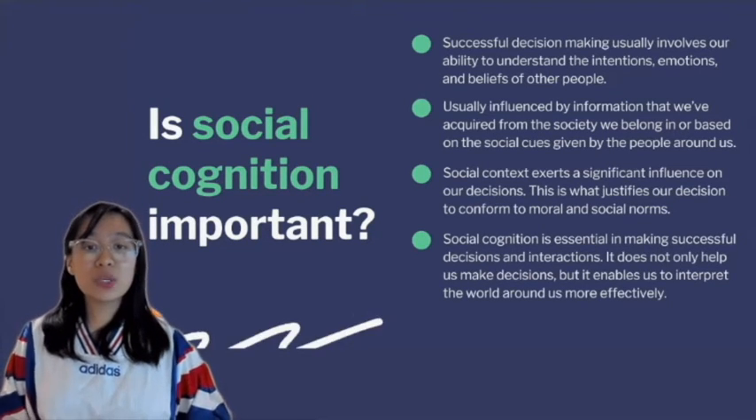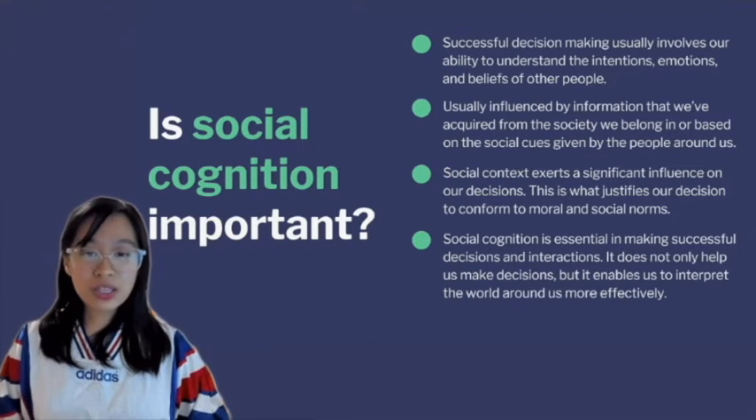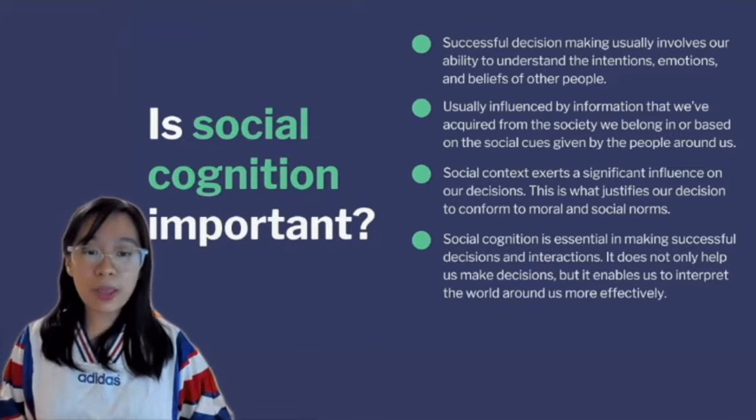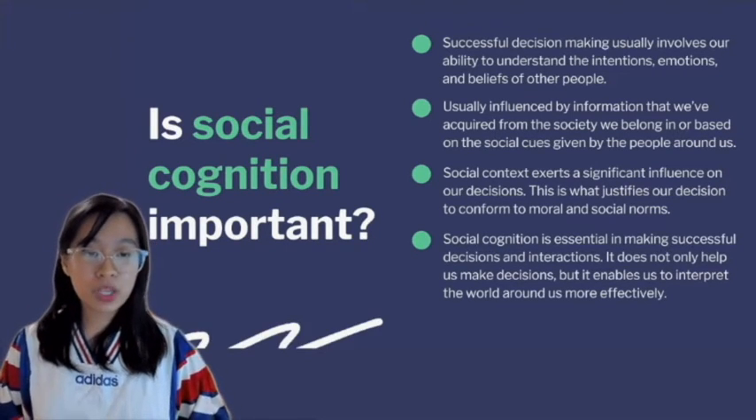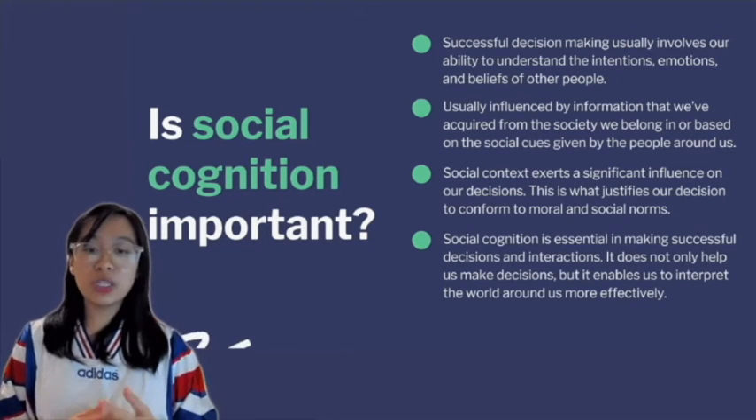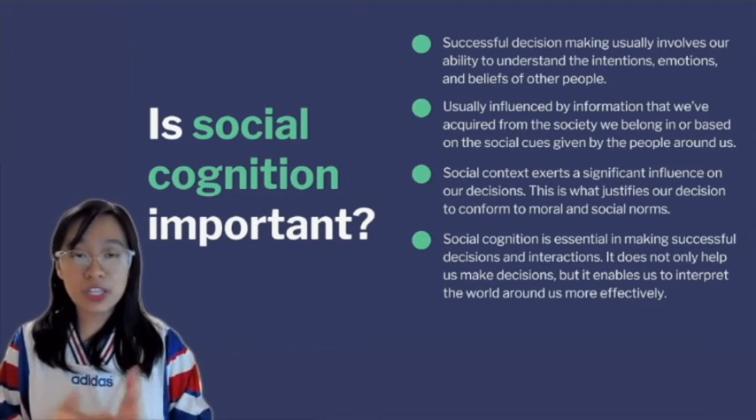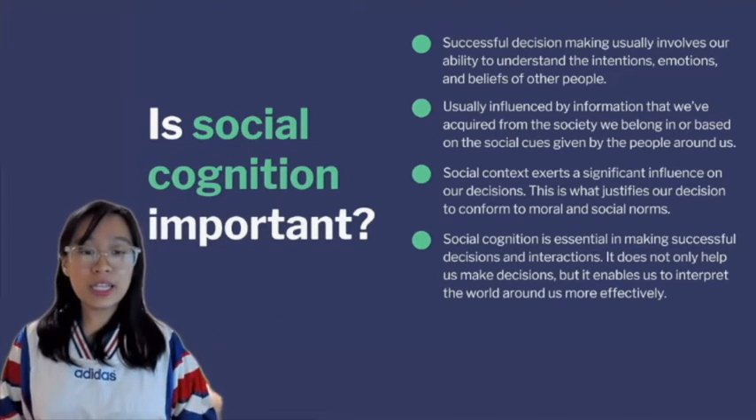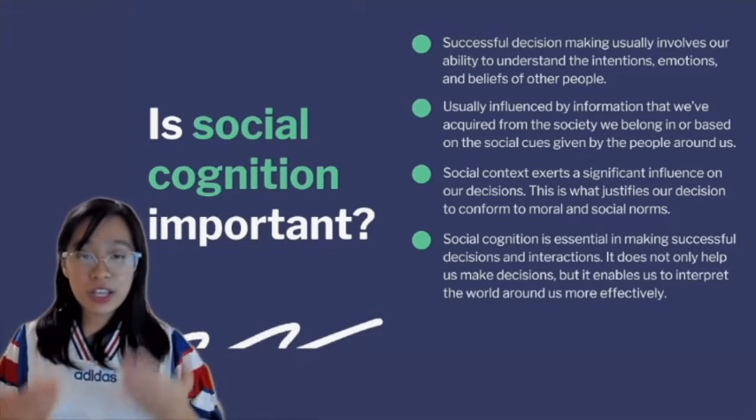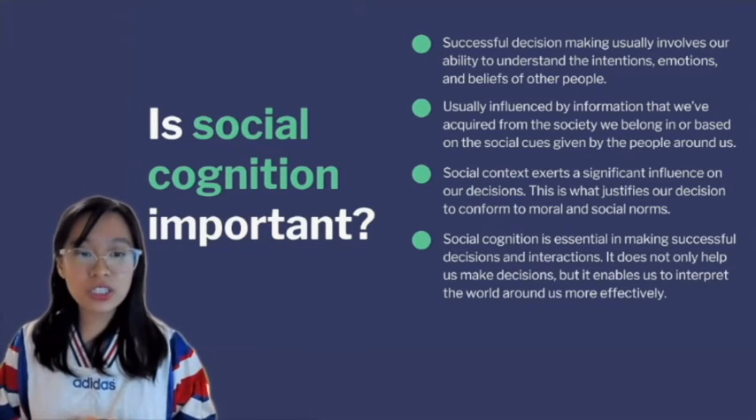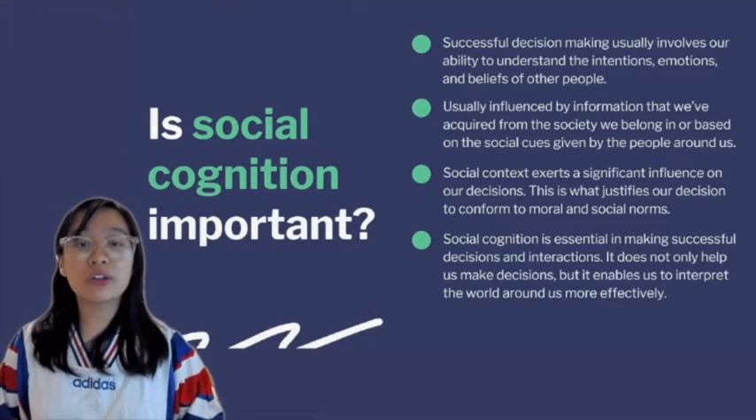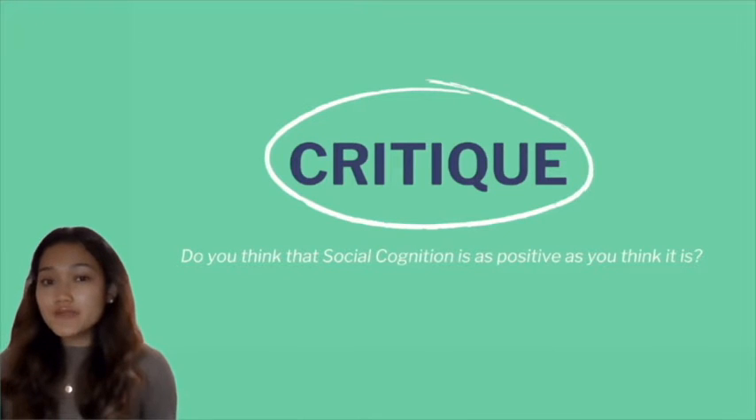And like based on what Alex mentioned in the discussion, we tend to develop certain attitudes, whether it may be positive or negative, towards other people depending on how we interpret their behavior. Social cognition helps us bridge a gap between inner mental processes and overt behavior of an individual, as mentioned by the research of Pramanik 2019. So ultimately, social cognition is very essential. It helps us make successful decisions and interactions, but most and more importantly, it enables us to interpret the world around us more effectively.